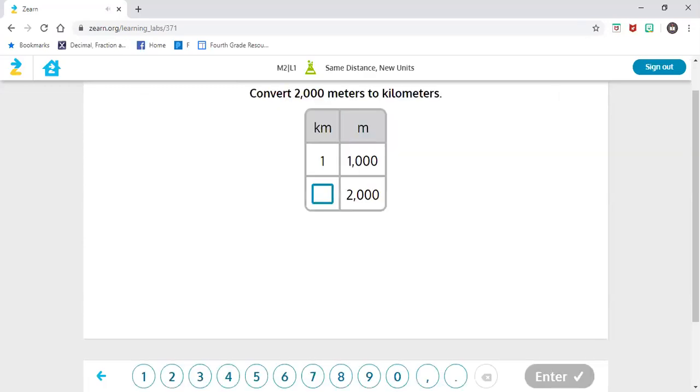So now we're doing it the exact opposite. So now we're converting, which means changing meters to kilometers. And we know for every 1,000 meters, we have 1 kilometer. So if I have 2,000 meters, how many kilometers do I have? Which is 2.